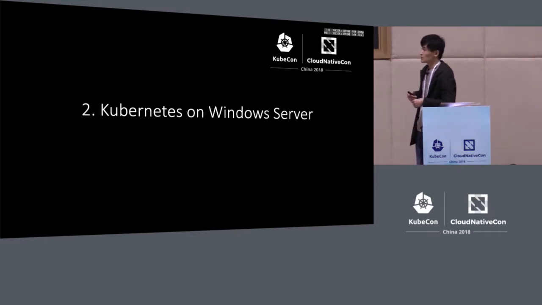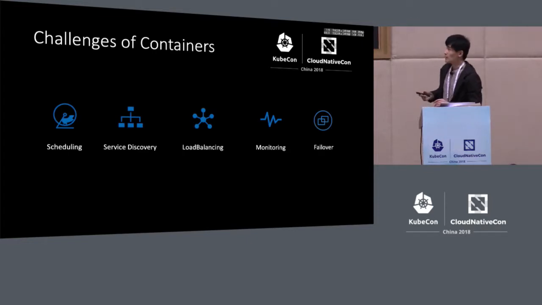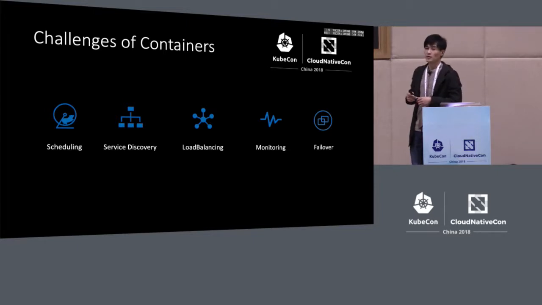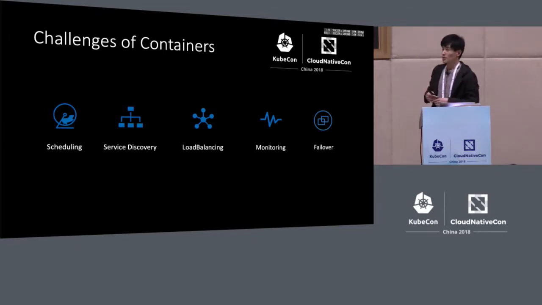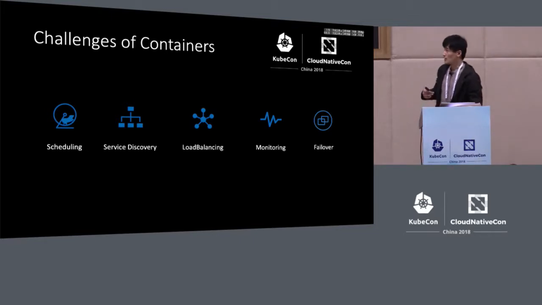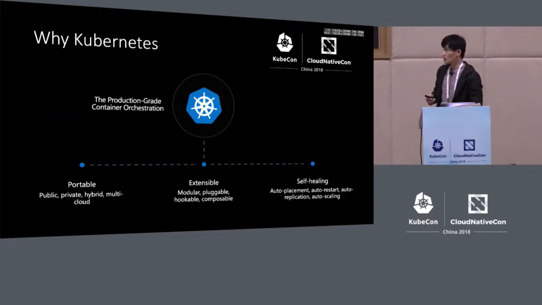After the introduction of the containers, let's talk about Kubernetes on Windows Server. We talk about that Docker can run a container, but it's not enough. Actually, when a container is run, we must manage it well, like the scheduling or the service discovery or the fault fixing. So for all of this, a single container cannot manage all of them. Kubernetes can solve all of these kinds of problems.